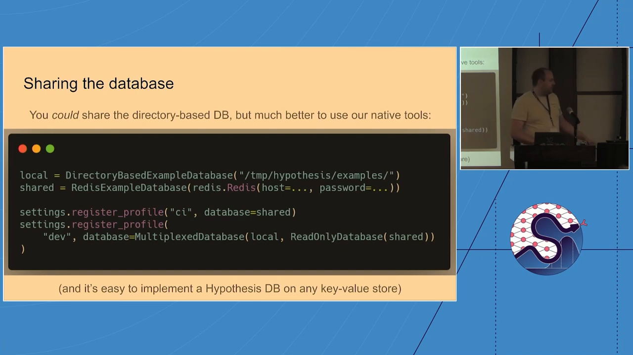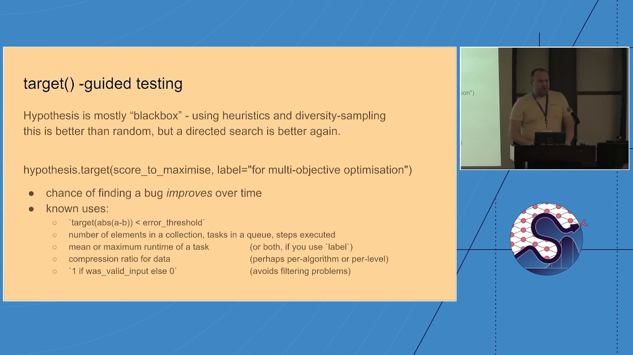This particular example is actually saying that in development mode, we'll use a local database and then a read-only wrapper around the shared database, so that CI can add failures there, but local runs don't delete anything that's already there. With me so far?